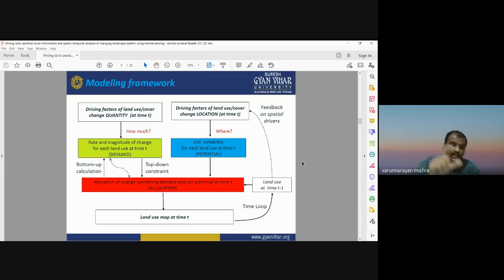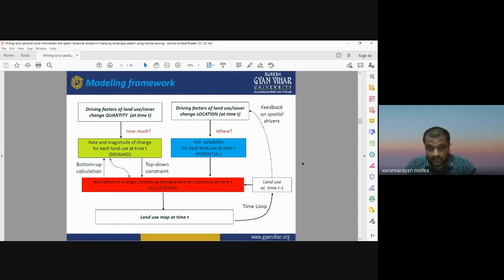So by getting the information about the amount of change and the location of that change, we can use demand and potential. Demand means the rate and magnitude of the change of each LULC class at time t. How much change is there? What is the rate of the change? What is the magnitude of the change? It is known as demand. Okay, and where is it going on? What is the location of that change? It is known as potential.